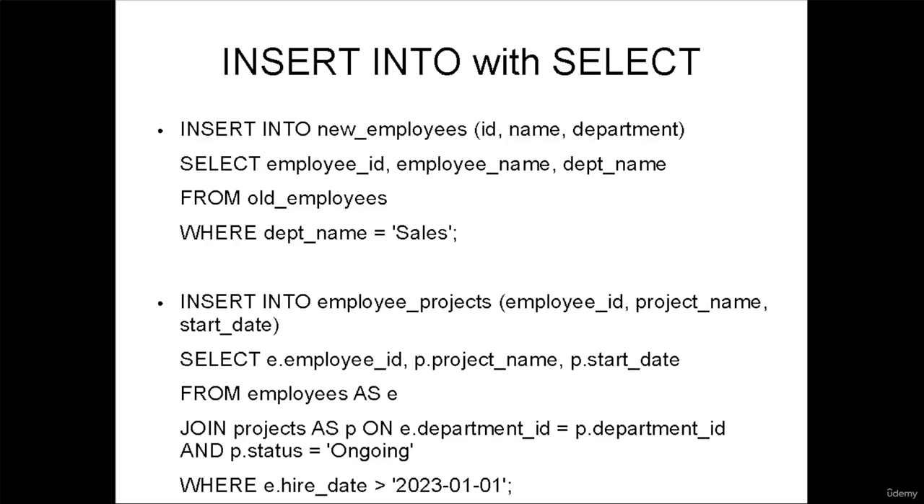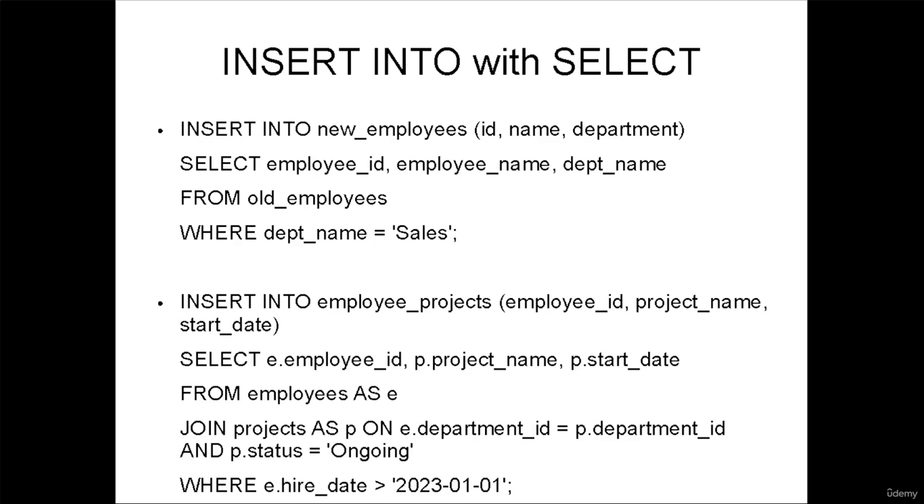and start_date columns. It selects these from the employees table, aliased as E, and the projects table, aliased as P. The from clause joins them on matching department ID, and includes an early filter, and p.status equals ongoing, to limit it to active projects.